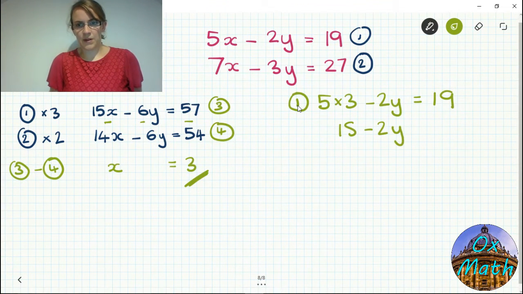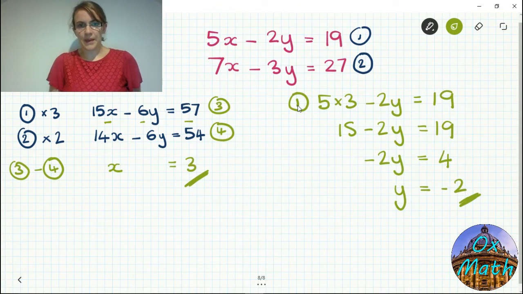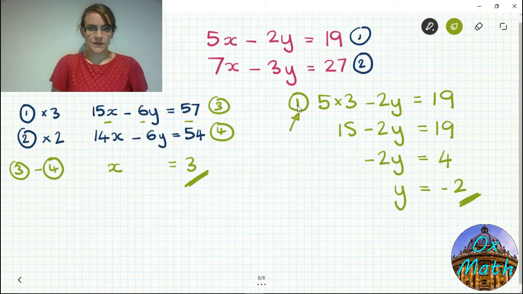15 minus 2y is 19. Take away the 15, which leaves us with minus 2y equals 4. And then we divide by minus 2. So 4 divided by minus 2 gives us minus 2. So we used equation 1 to find it.